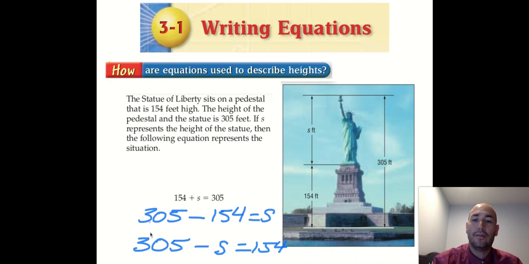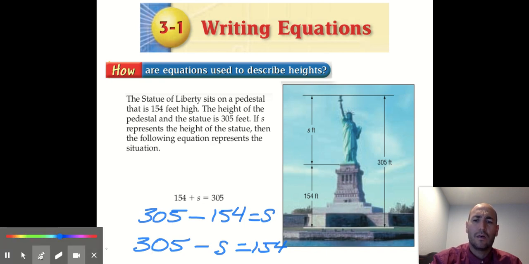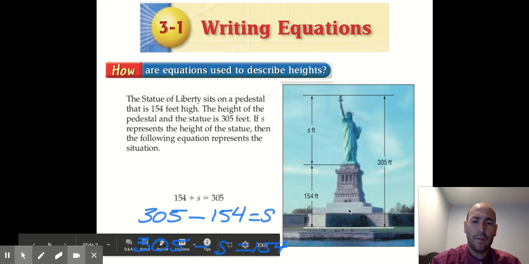So if I look at that, I can see that the equation can be written in multiple different ways. This equation can be set up in multiple different formats, but they all represent the same situation.